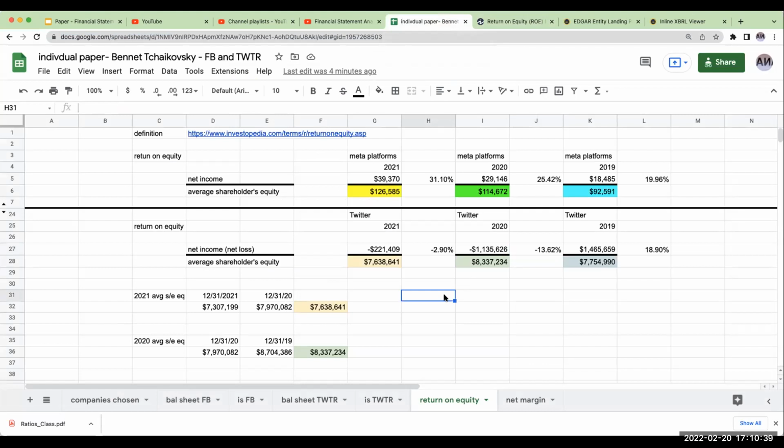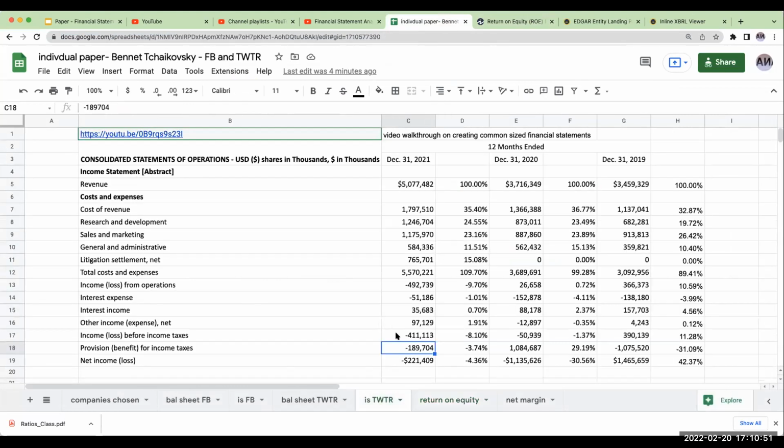But what I would say, if I was doing this in real life, and if we were really going to be fully analyzing this, we would want to get down into the nitty gritty and say, what happened to Twitter? Was that litigation settlement a one-time thing? What exactly was happening? Okay, so that's our first ratio.